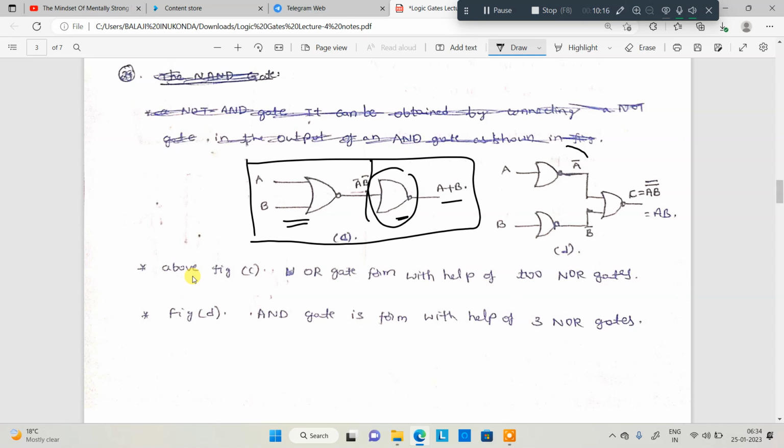Two NOR gates are required to construct the OR gate. In the examination, the minimum number of gates required to construct the NOR gate, using only NOR gates, is two.